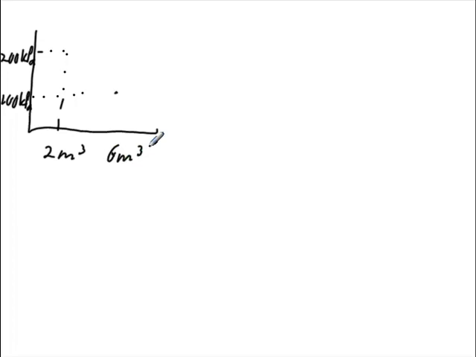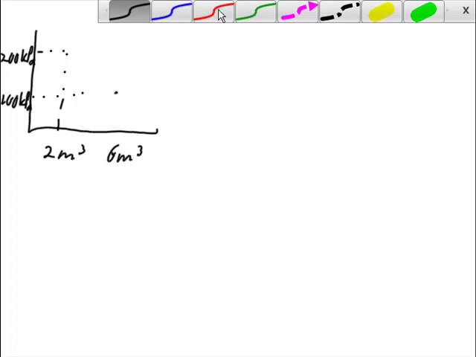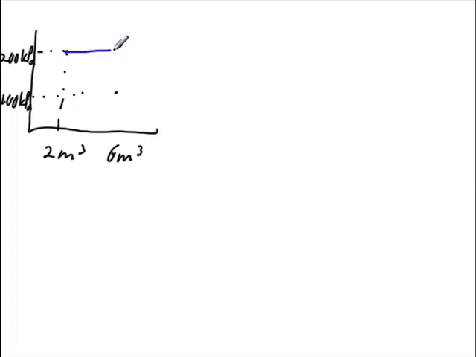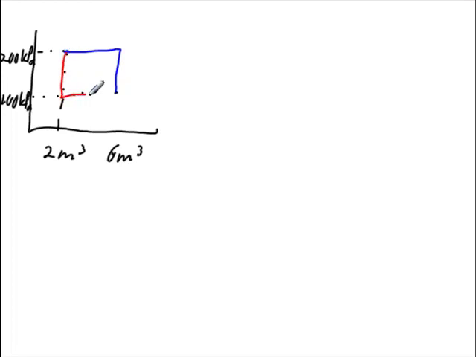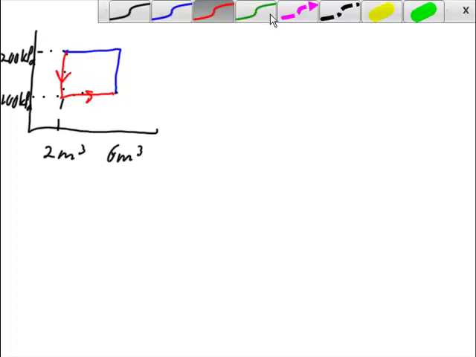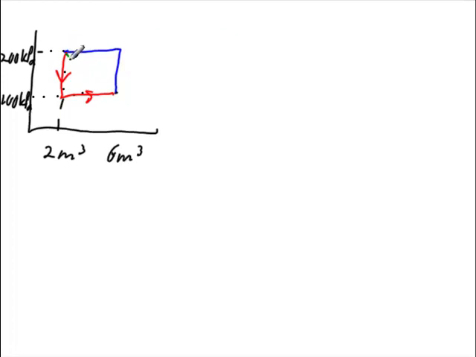All right. Now let's take it in 3 different processes. We'll do the process in blue, which starts at the high pressure, expands, and then drops down. We'll do a process in red, which drops down and then goes over. And we'll do a process in green, which just follows along the diagonal.